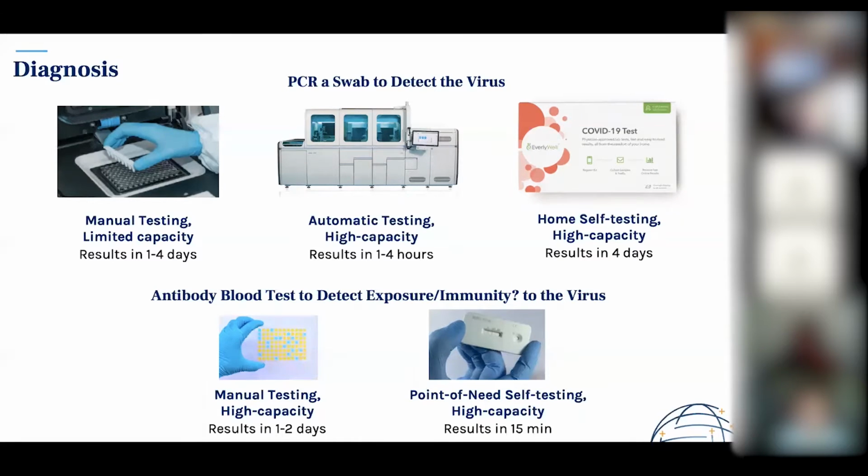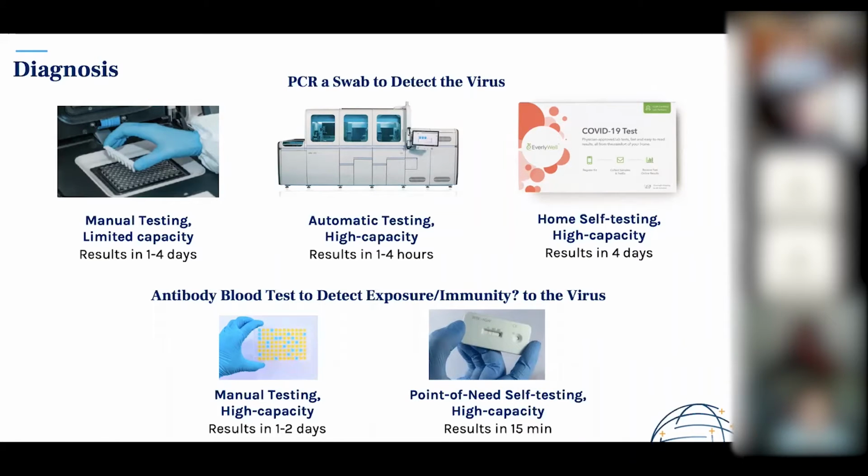And so the test detects the virus. It detects pieces of the virus. It doesn't detect the live virus. It detects what's called the nucleic acid or the RNA of the virus. And so a PCR test is a swab test that's used to detect the presence of the virus in your respiratory secretions, your nose, your throat, or your sputum. And there are different ways of doing the test illustrated at the top.